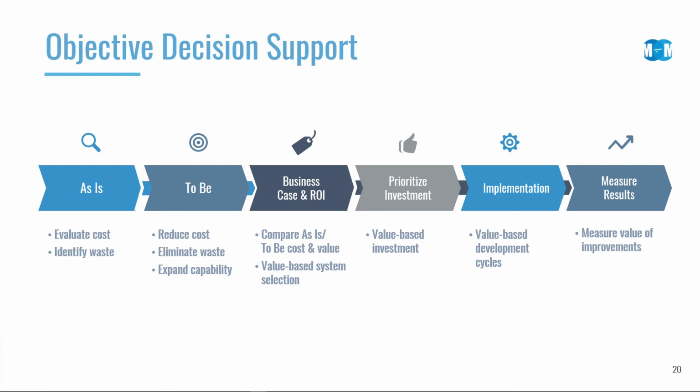prioritize investment, value-based investment, in other words, like we showed in that slide with the value to cost matrix, you can see where the low value items that are high cost need to be taken on first. Implementation, value-based development cycles, such as Agile and DevOps. And we can measure the results. We can do flows at the end to measure the actual values of the improvements that we've undertaken.